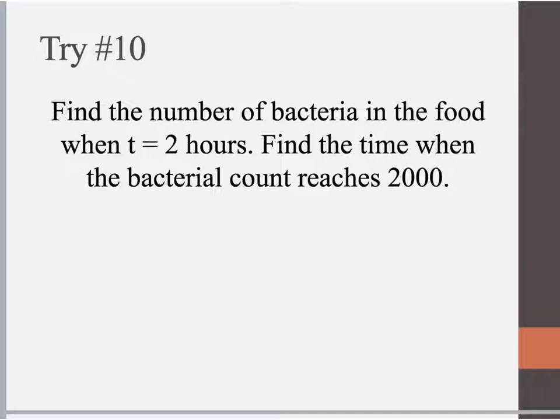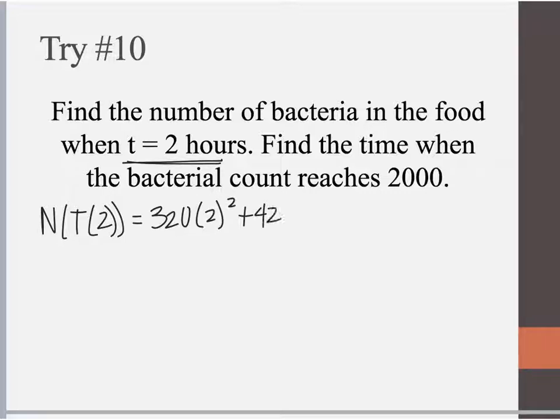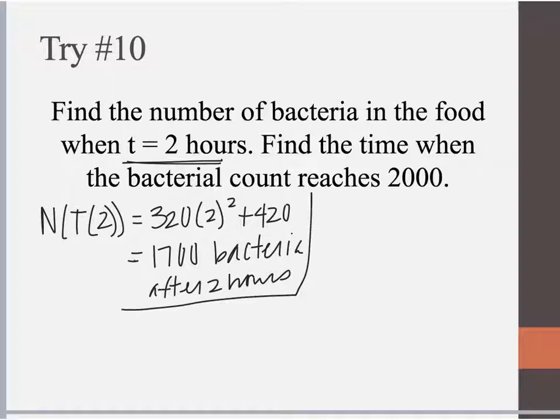In try number 10, it asks for us to find the number of bacteria in the food when t equals 2, and then find the time when the bacterial count reaches 2,000. So to find when the time is 2 hours, essentially that is n of T of 2. So according to our last function that we simplified, that'd be 320 times 2 squared plus 420. Again, that came from the last problem that we simplified out. In the end, what we would have is 1,700 bacteria after 2 hours. Probably should have used my space a little bit more wisely, but here we go.